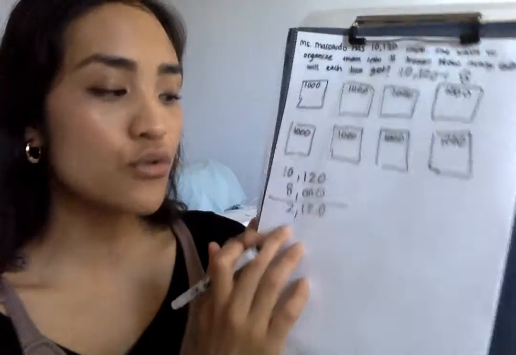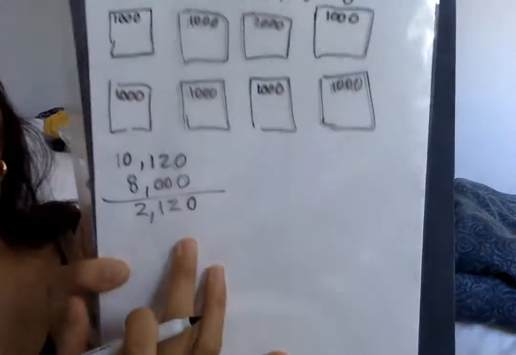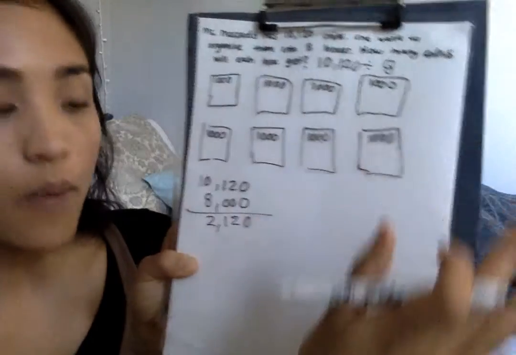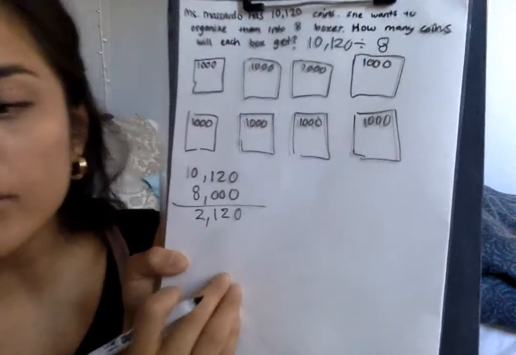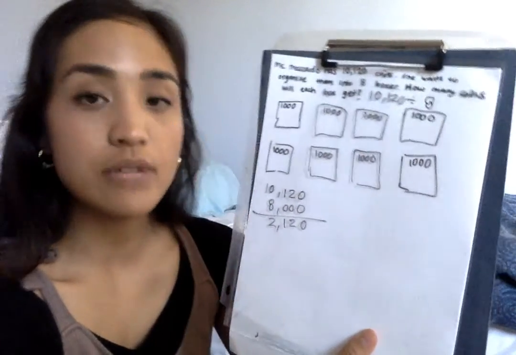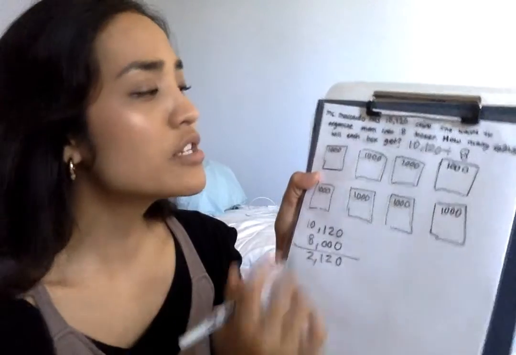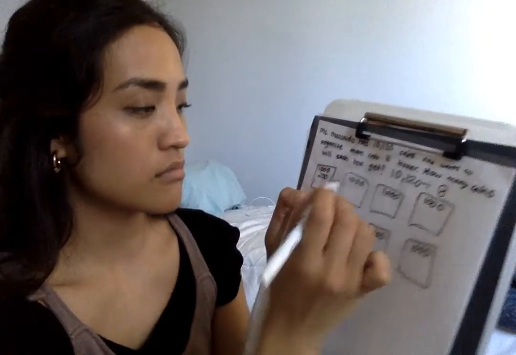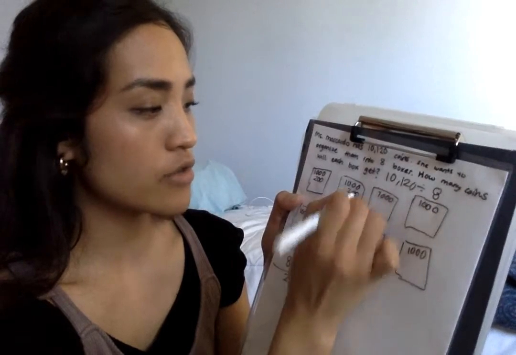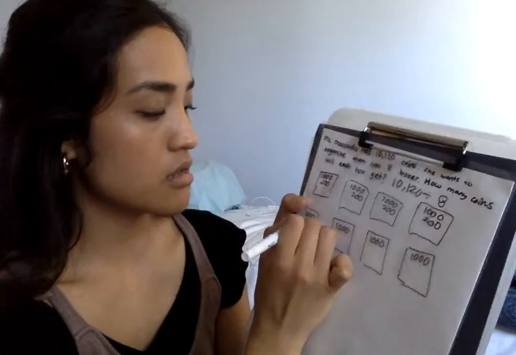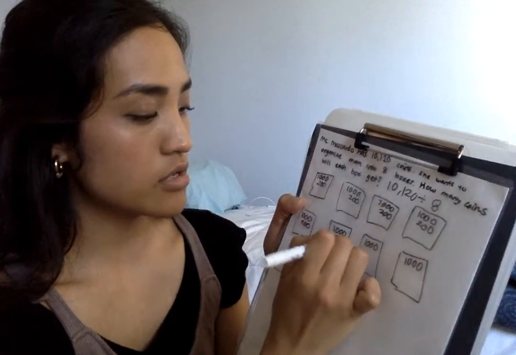Now I have 2,120 left of my coins that I still need to give away because I want to end up with 0 over here on this side. So you have to think, what is a number that I can drop into each box again? Well, I'm going to do 200. I know that 200 will work.